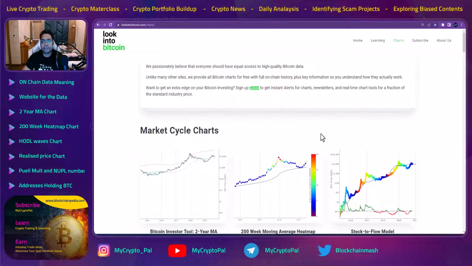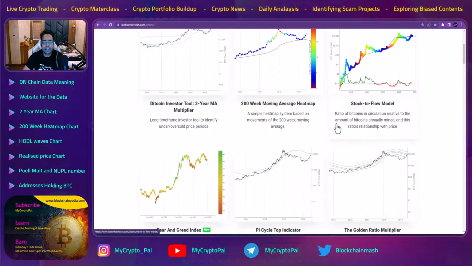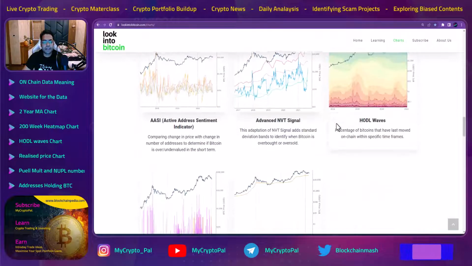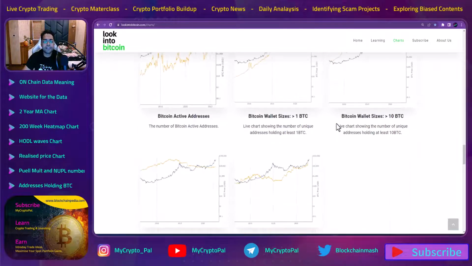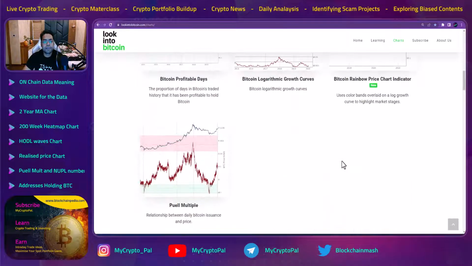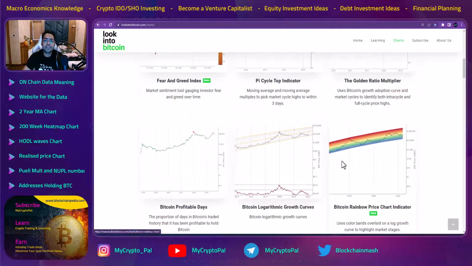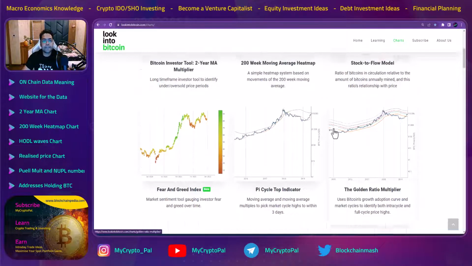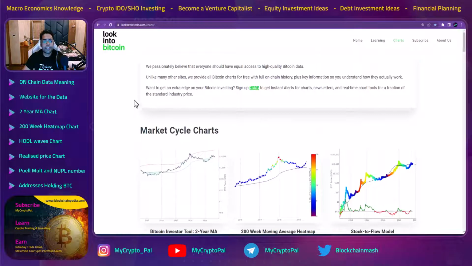I think they launched it a few months back. The amount of data available here is not that wide, but you can see that it is enough for you to make an analysis and track the market cycle. So this is the first, lookintobitcoin.com.